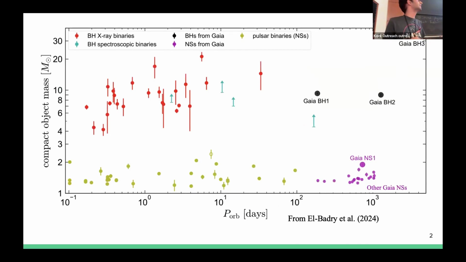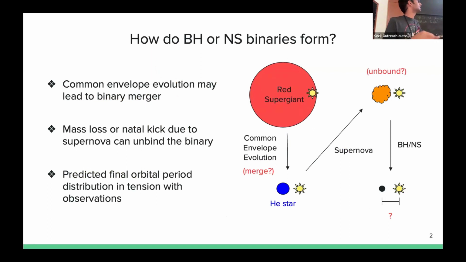However, recently, using Gaia astrometry, we have started to discover non-accreting black holes and neutron stars in much wider AU scale binaries. So what I show here is a plot of compact object mass versus orbital period, and you can see that the so-called Gaia black holes and Gaia neutron stars discovered using this method fall in a completely different region of parameter space than the X-ray binaries and the pulsar binaries that we knew of previously. And clearly, the orbital periods that we observe for the Gaia black holes and Gaia neutron stars are in tension with the final orbital period distribution that is predicted by this model.